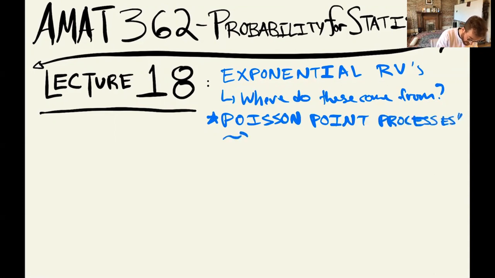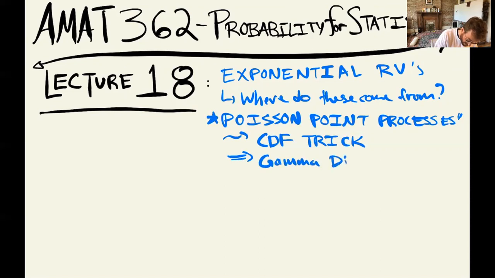We're also going to see here an illustration of something I like to call the CDF trick. And then finally, we'll end with an introduction to the gamma distributions, which is a whole family of continuous random variables that include the exponential random variable as a special case. All right, so let's get into it here.